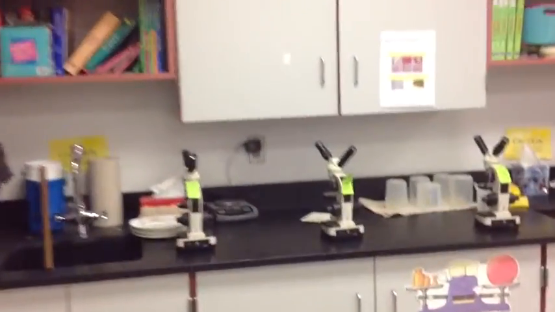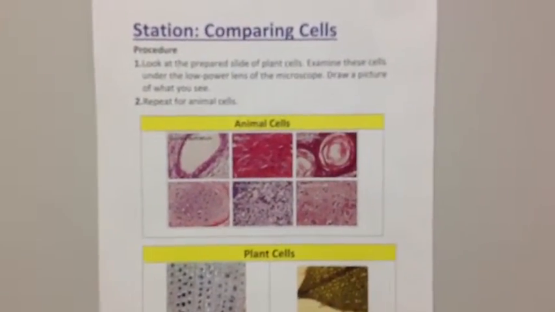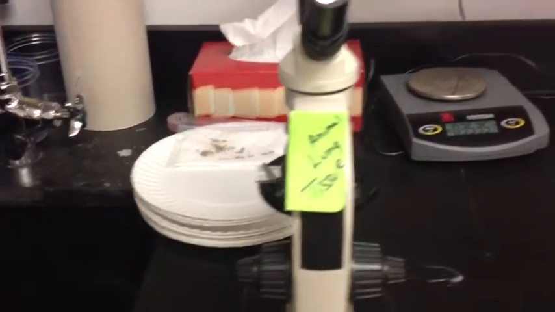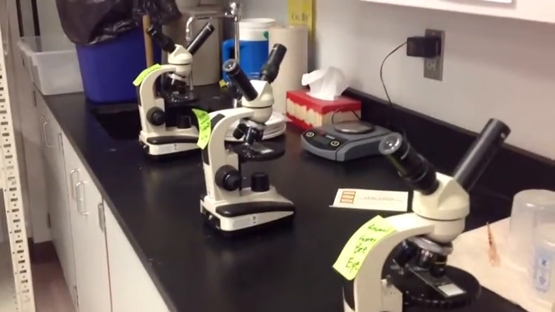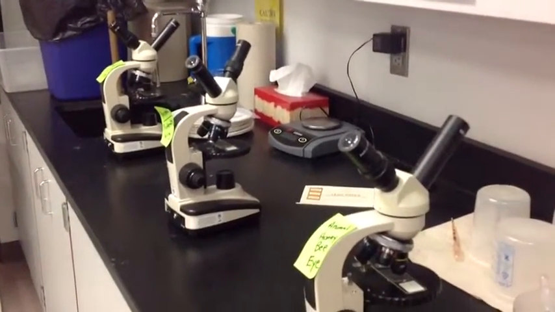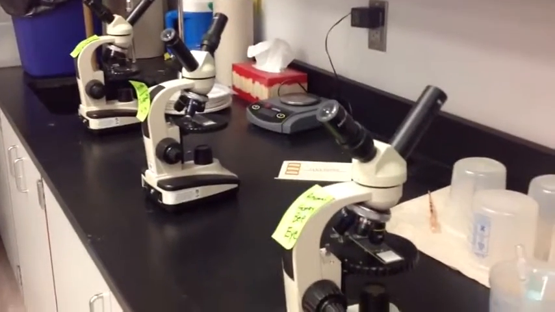When you're done with this station, you're going to make your way over here to the back counter. This is called comparing cells. At this station, you're going to look at both plant and animal cells using the microscope. So we have 6 different microscopes set up with everything from water plants to onion roots to butterfly wings. At the station, it's going to ask you to sketch what you see and then to write down how you think plant and animal cells are alike and how they're different.